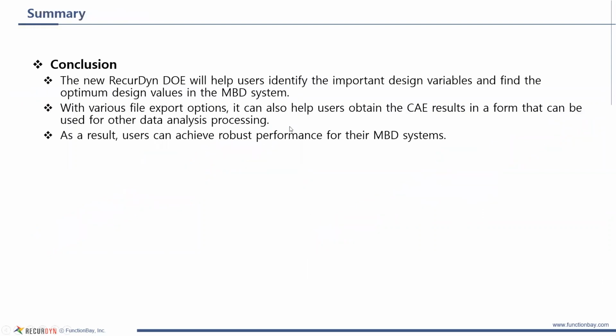All right, so in conclusion, the new RecurDyn DOE capability will help users more easily identify the important design variables and find the optimum design values for their MBD systems. There are also various file export options throughout the process where the user can export the simulation results in a form that can be used for other data analysis processing outside of RecurDyn. And as a result of all this, users will be able to achieve robust performance for their MBD systems.